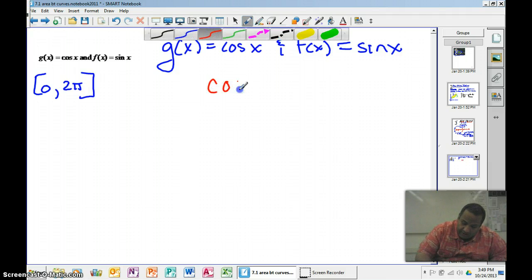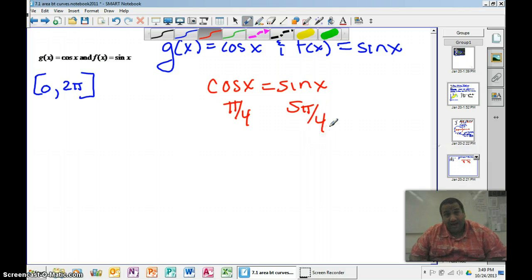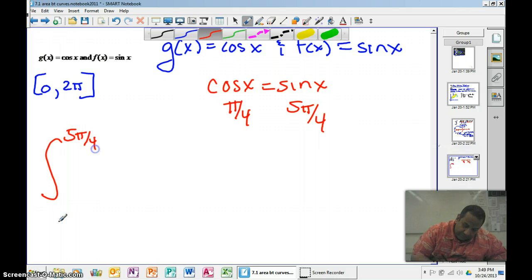Where do they intersect? Cosine of x equals sine of x. Where do they equal each other? I think they equal each other at pi over 4 and 5 pi over 4, in the first quadrant and the third quadrant. That's where they're equal. Is that right? 5 pi over 4? 1, 3, 5. Good. So my limits of integration are 5 pi over 4 and pi over 4.